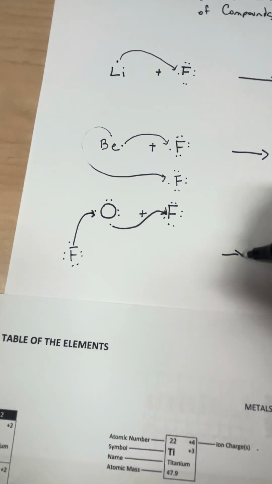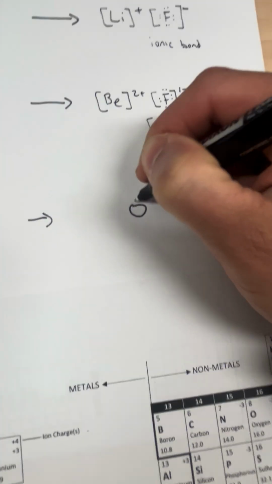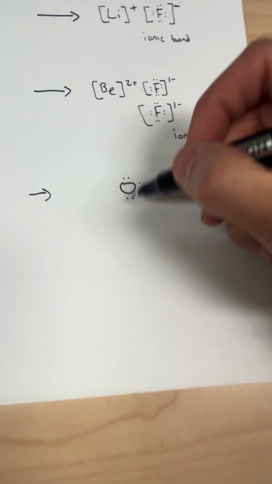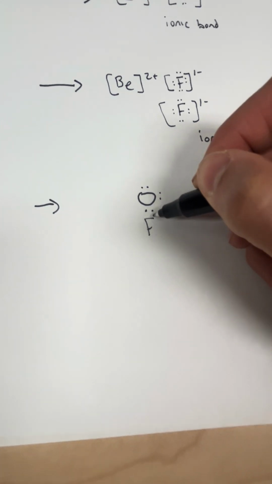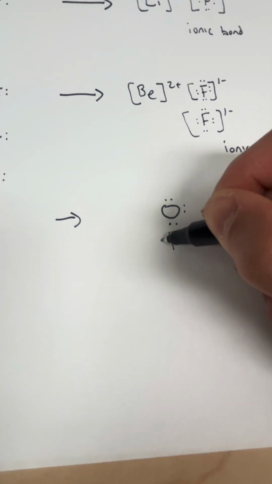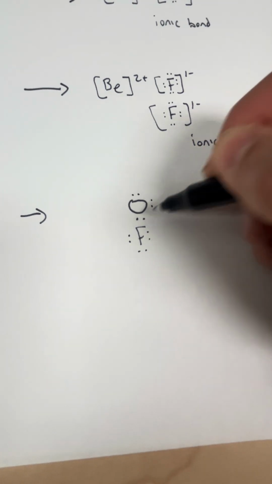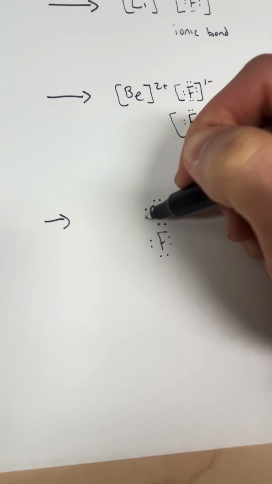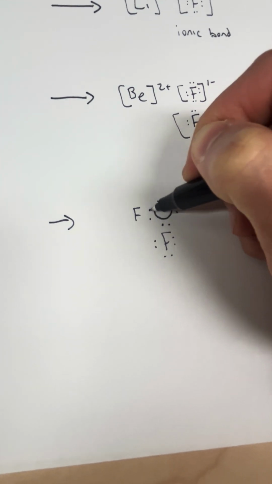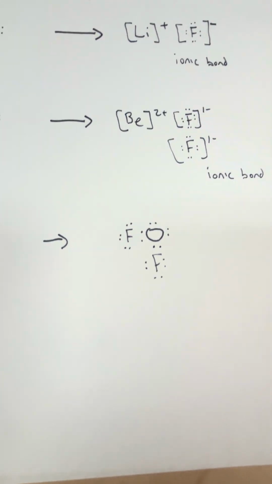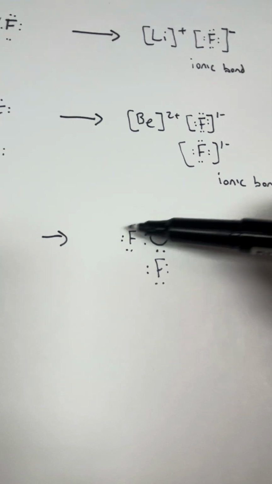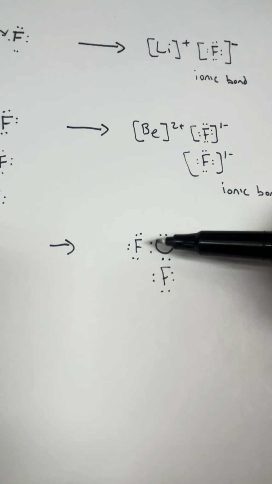If I were to redraw this, this electron from fluorine and this electron from oxygen is going to make them both feel like they have access to it, and it will bond them together. This electron from fluorine there and this electron from oxygen here will also form a bonding pair and have them feel like they have access to sharing that electron.